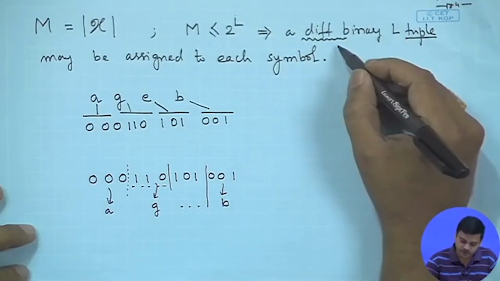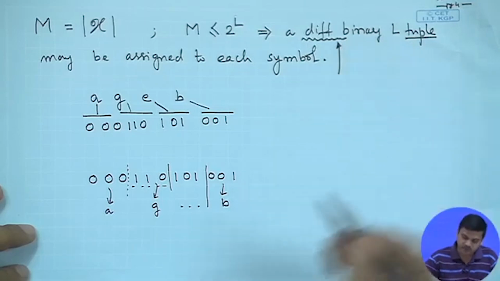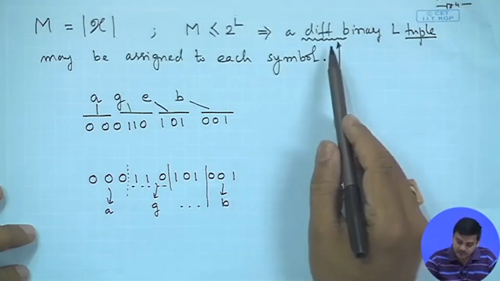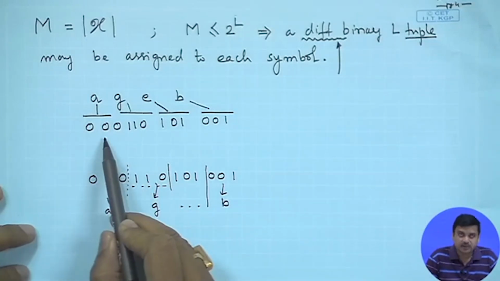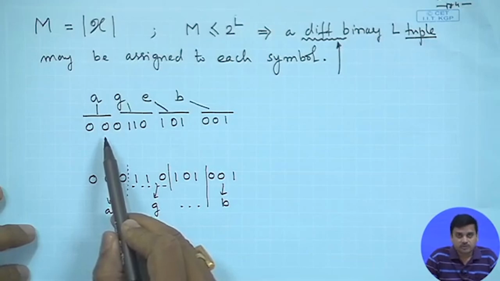Now, this is very important, and that is what we said in the previous lecture, that this different means unique, in the sense that every symbol is assigned a unique code. If every symbol is not assigned a unique code, then the decoder will not be able to decode. This is a fundamental thing for source coding. Whatever kind of encoding we do, we would like the decoder to unambiguously decode each of the symbols.